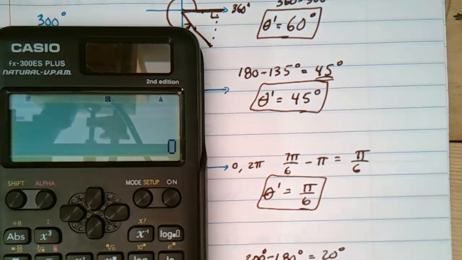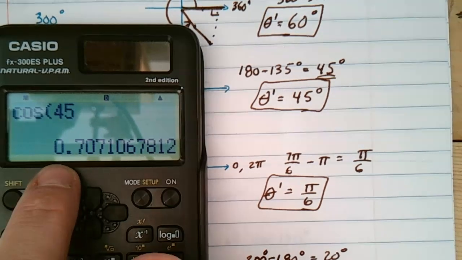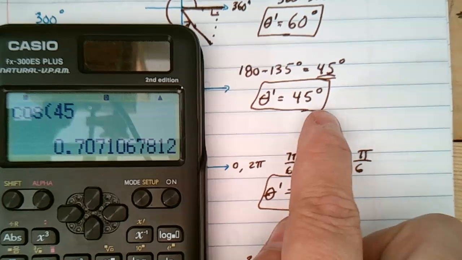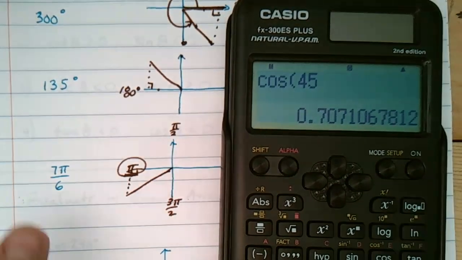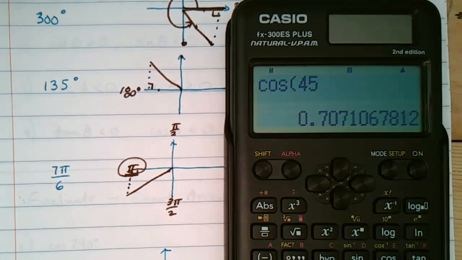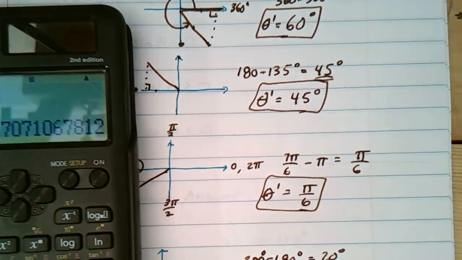How about if we use 45? Sine of 45, positive 0.707. Cosine of 45, positive 0.707. All I have to do is stick a negative in front of this answer to get this answer. That's why it's important to know what quadrant you're in. You're going to see this come up again and again in this class, and the question I'm going to ask you repeatedly is, what quadrant are you in? Because it matters a lot.